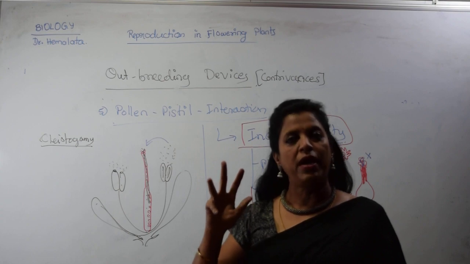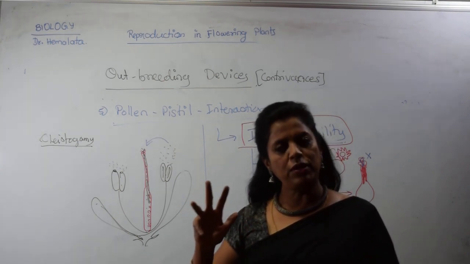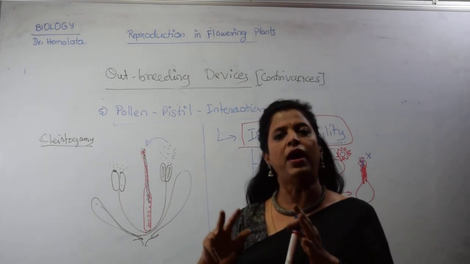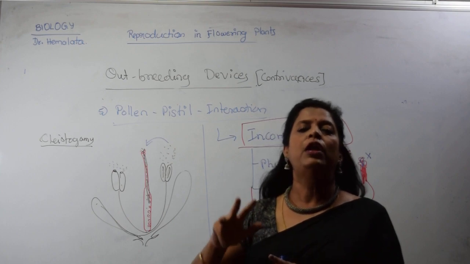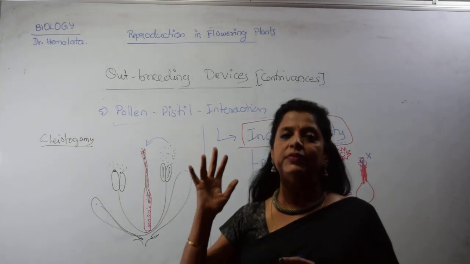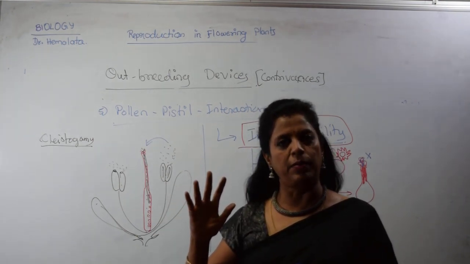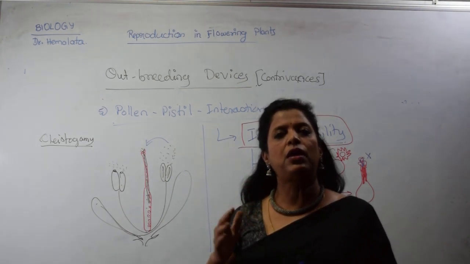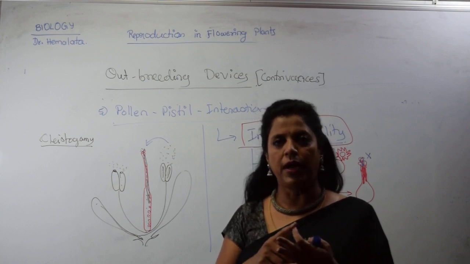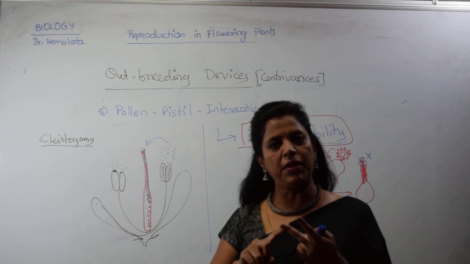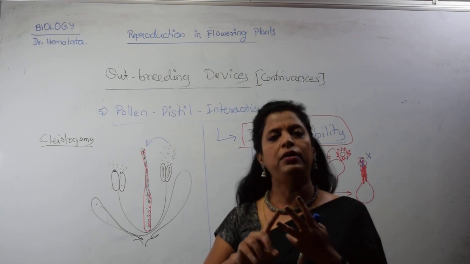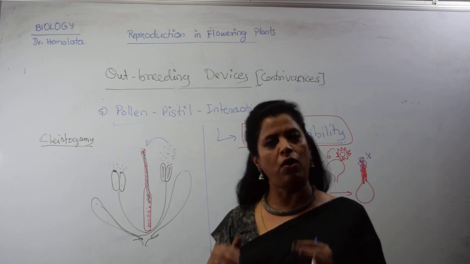Then the fourth one was heterostyly, where plants produce 3 different types of flowers having different heights of the style and the stamen, right? The long ones, medium ones and shorter ones. So every time they undergo cross-pollination. Then the last one is self-incompatibility, where self pollen grains are not allowed to germinate on their own stigma, either physically, by having certain structural variations, or chemically, by producing chemicals which do not allow the pollen to germinate, or genetically.